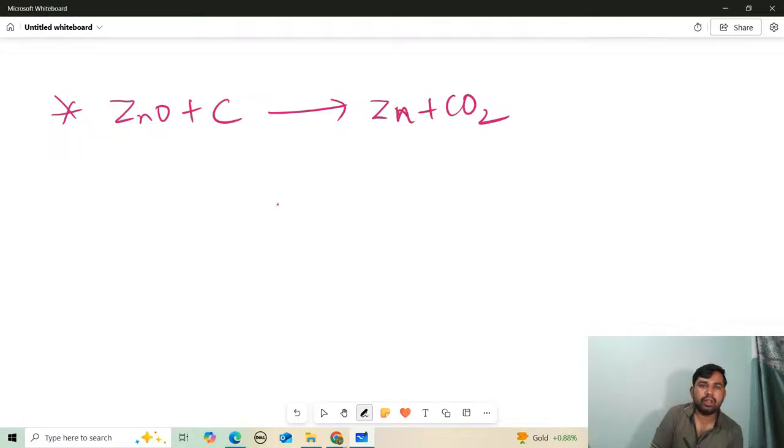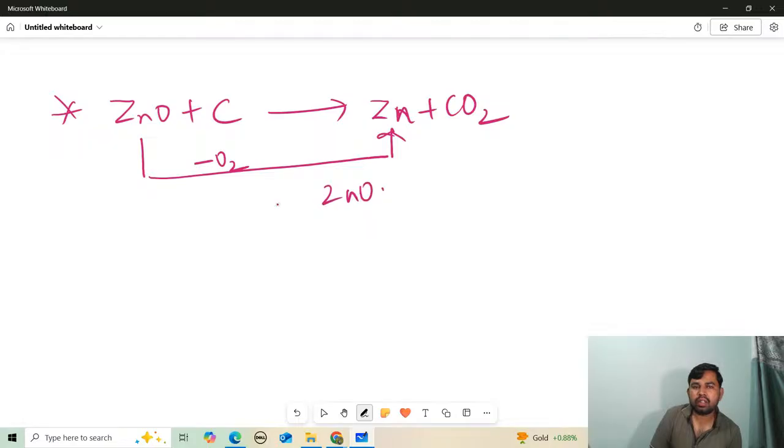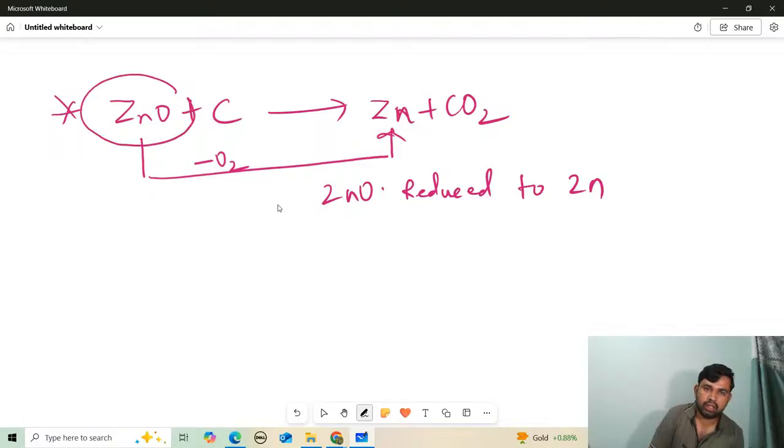Now here, do you see carbon? Here to here, what happens? In this process, we remove the oxygen. So, removal of oxygen, I can say zinc oxide is reduced. Zinc oxide is reduced to zinc. Don't write zinc is reduced or carbon is reduced. Try to understand: zinc oxide is reduced here. This is very, very important. Similarly, one more example we have: MnO2 plus HCl.